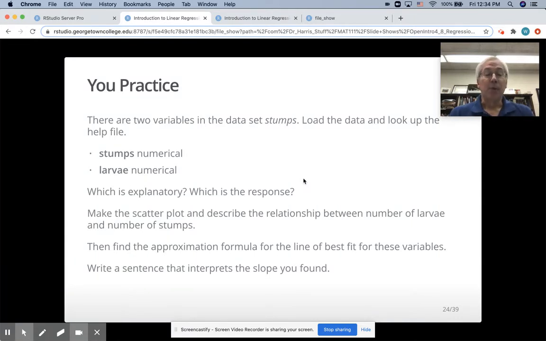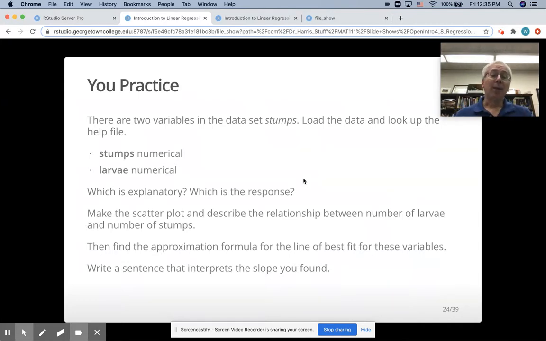Make a scatter plot once you've made those choices. Describe the linear relationship that you see, or if it's linear or not. And then use favstats to get the means and standard deviations. Use the with command with cor to find the correlation. And then find the approximation formula using the formula that we saw earlier. And then write a sentence that interprets the slope that you found.